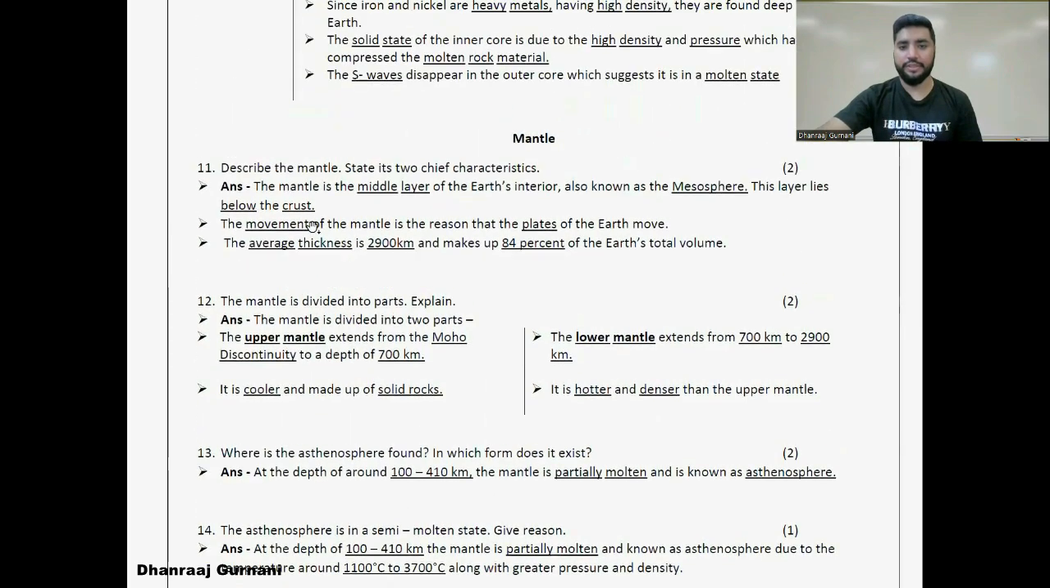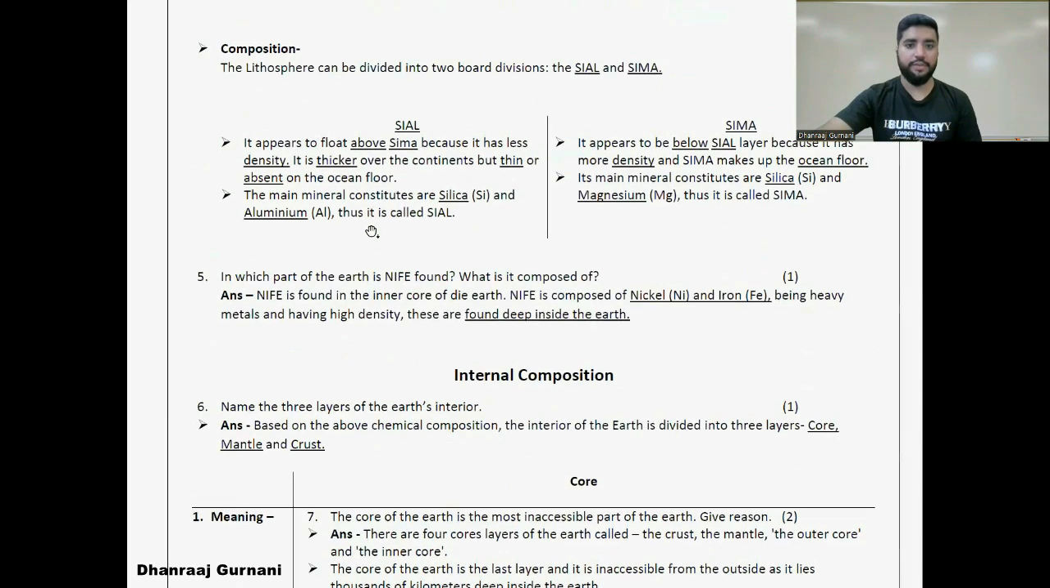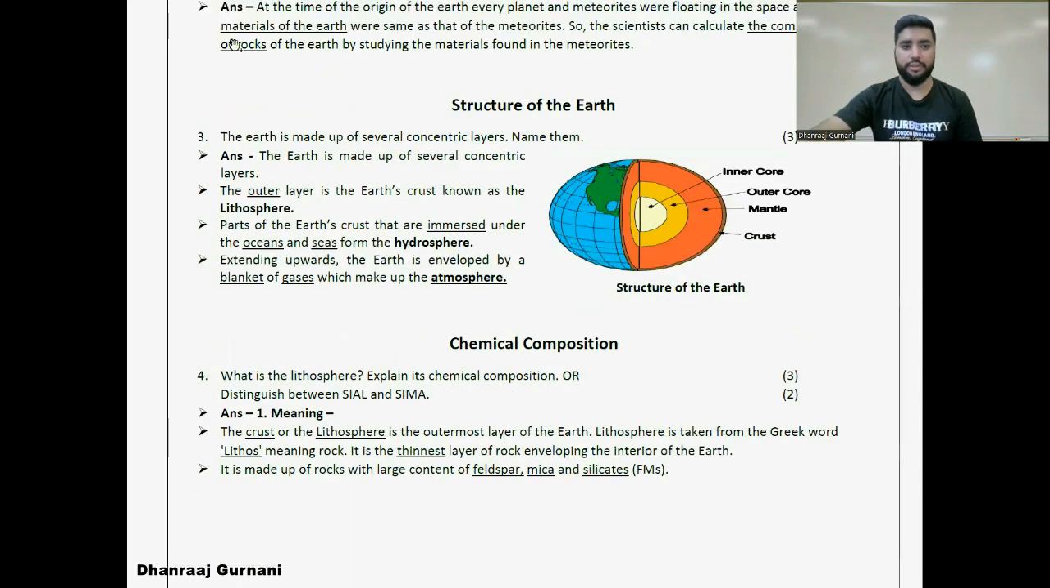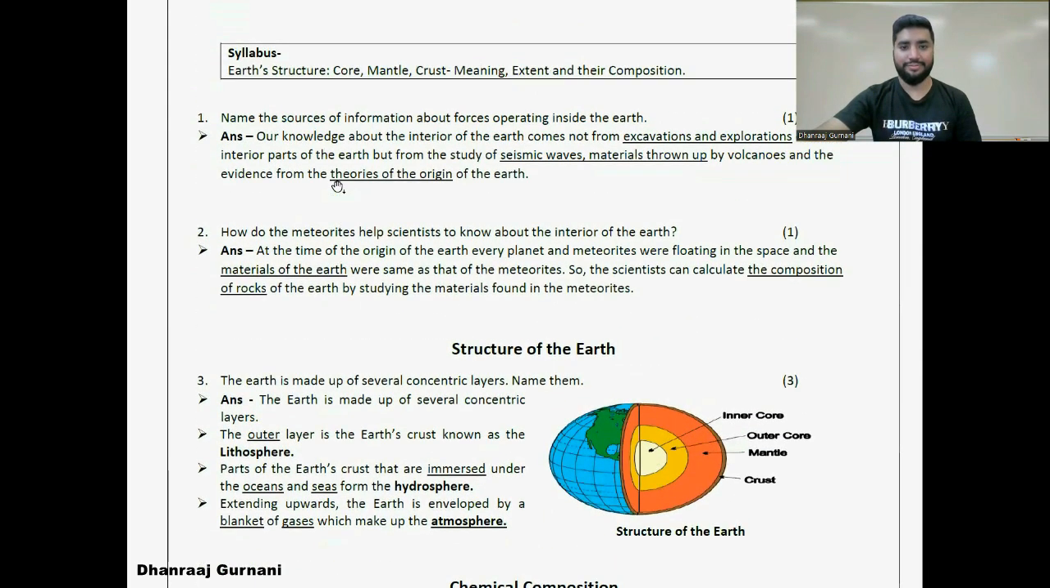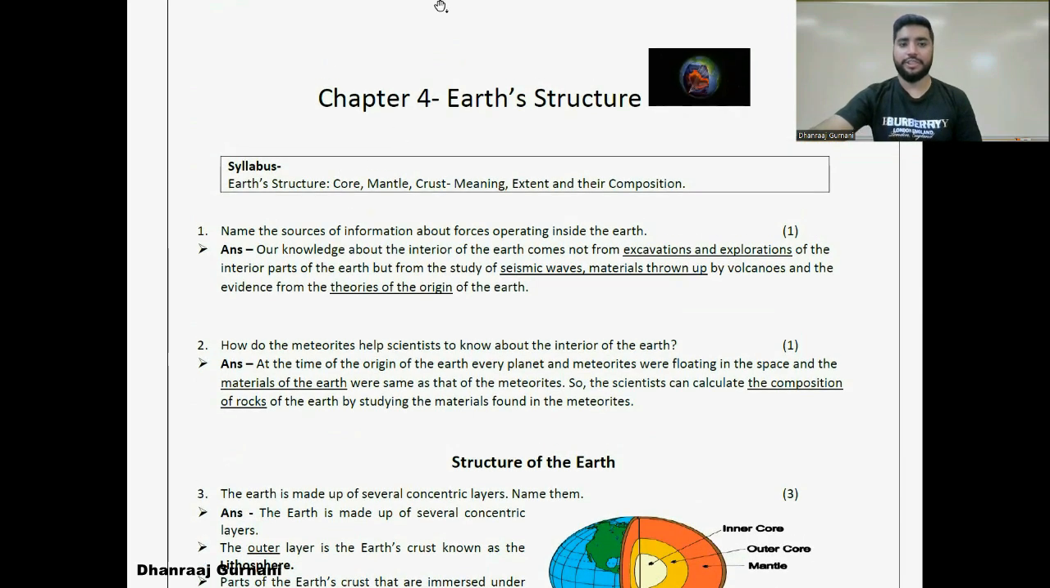And this first page was there as well, which can come for naming or drawing. Inner core, outer core, mantle, crust. Very simple. This is called the structure of the earth. This winds up your chapter, Earth structure.